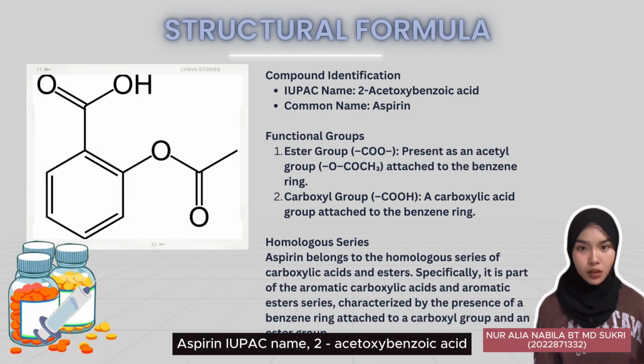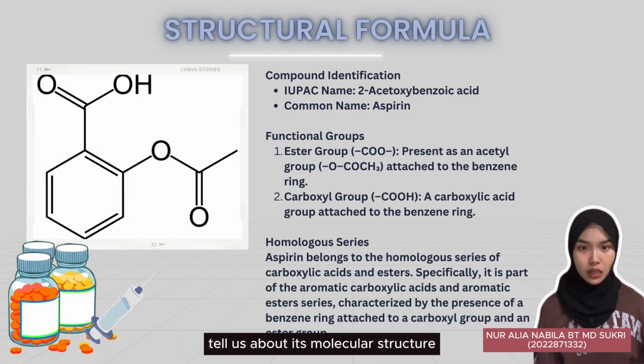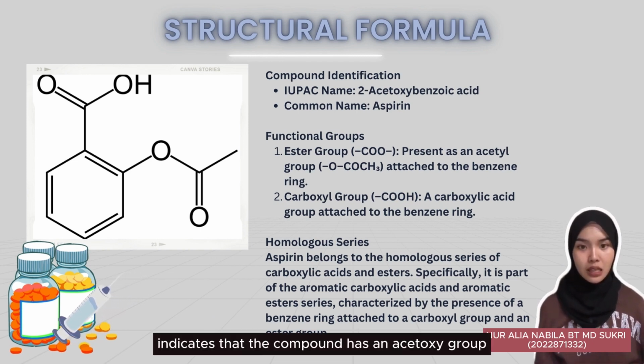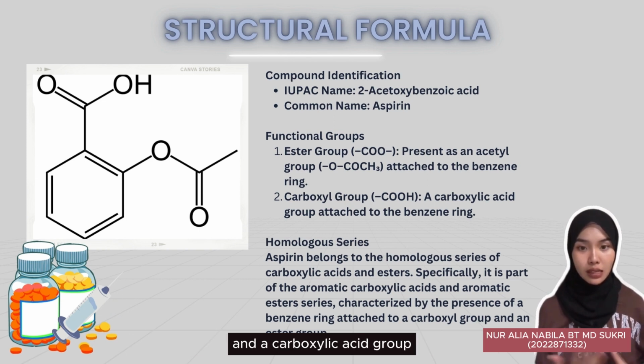Aspirin's IUPAC name, 2-acetoxybenzoic acid, tells us about its molecular structure. The name indicates that the compound has an acetoxy group and a carboxylic acid group attached to a benzene ring.